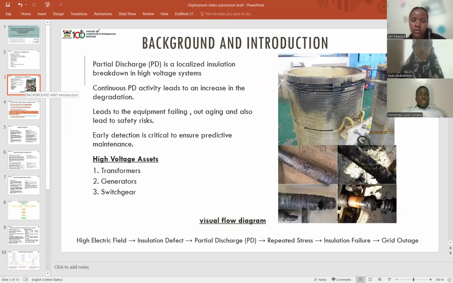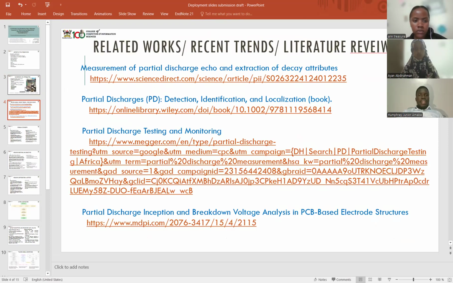The core motivation is that partial discharge, or PD as we call it, is an early warning sign of insulation failure in high voltage assets such as transformers, generators, and switchgear. If PD is not detected early, repeated stress accumulates, insulation degrades, and this can finally result in equipment failure and power outages. So our work focuses on early, automated, and explainable PD diagnosis for predictive maintenance.